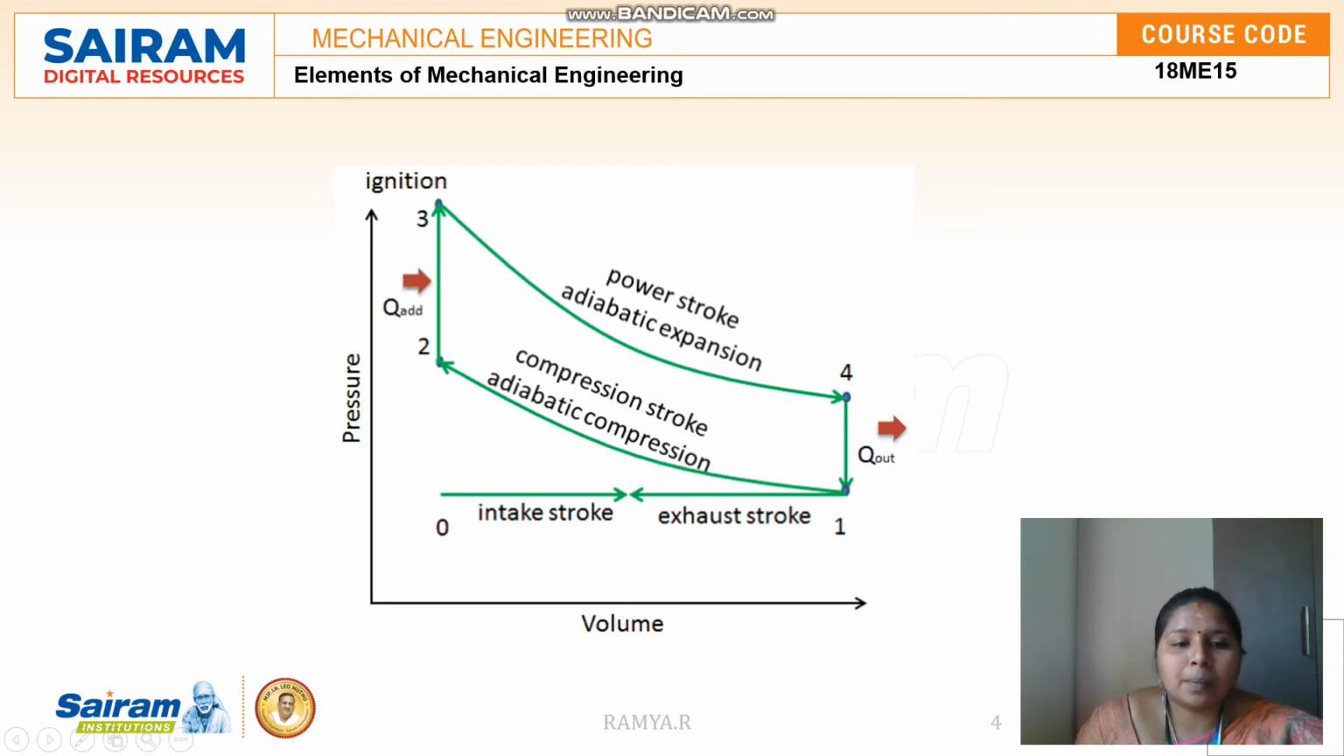So based on the PV chart only, the four stroke engine, the area is calculated, all these things are calculated. So here there is an inlet stroke from 0 to 1, you can see the intake stroke, and from 1 to 2 the compression, that is the adiabatic compression takes place, and 2 to 3 ignition, 3 to 4 power stroke, and 4 to 1 again the exhaust gases are out, and again it returns to its original position. So the working of the petrol engine is illustrated in the form of a diagram.